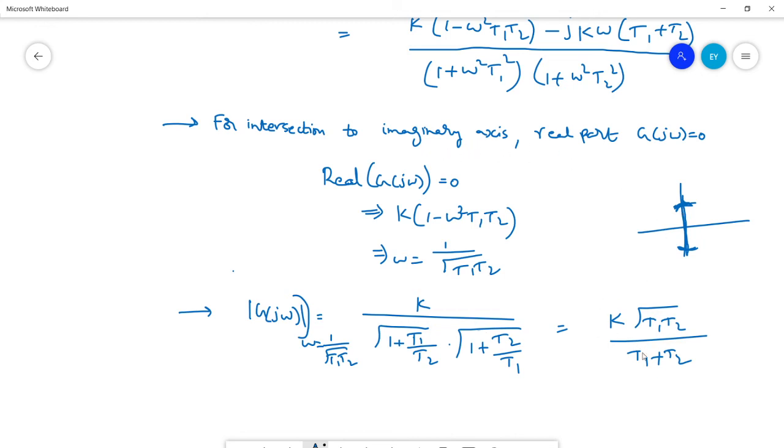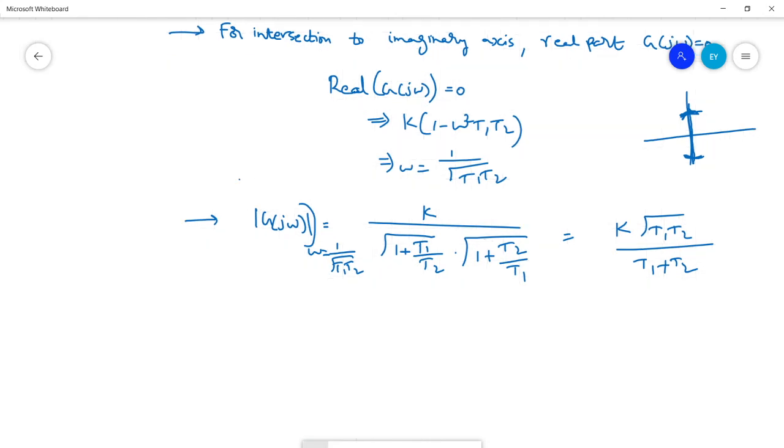This would be the magnitude for a type 0 system, okay? Remember, this is for the type 0 system. When the polar plot is intersecting the imaginary axis, the magnitude at which it will intersect is k into root of t1 into t2 by t1 plus t2. Similarly, what will be the phase angle when it is intersecting the imaginary axis, at omega equal to 1 by root of t1 t2?